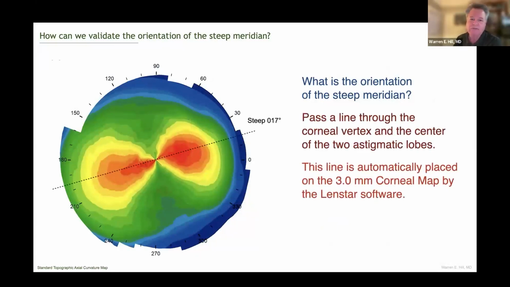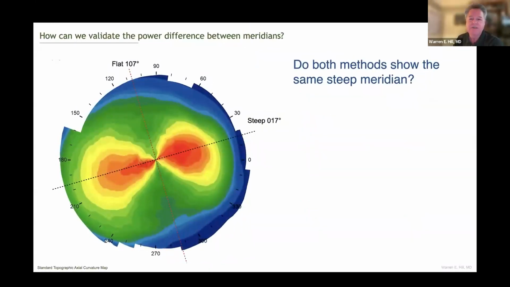We draw a line through the corneal vertex, the center of the two astigmatic lobes, where it intersects the axis scale. That's the steep meridian by definition. Now, the Lenstar software does this for you, which is really fun. So this line is automatically drawn. And I'll show you some examples here.